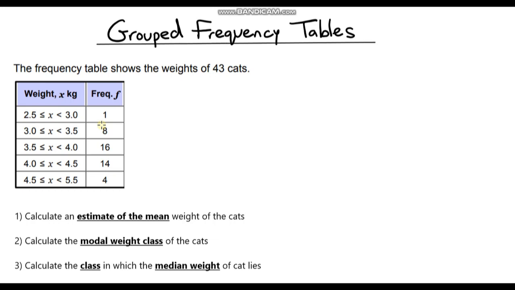Hello and welcome to another video on frequency tables, and in this video we're going to be focusing on grouped frequency tables, and we're going to calculate the mean, median and mode of a grouped frequency table.